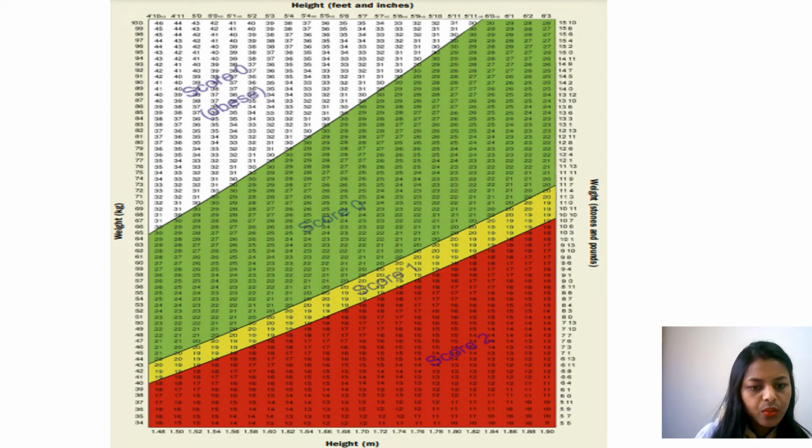Suppose the patient weight is 60 kg and the patient height is 1.52. So the patient BMI will be 26 and the score is 0. So you can use this chart to calculate BMI very easily.